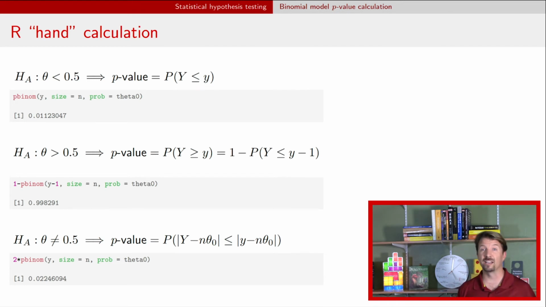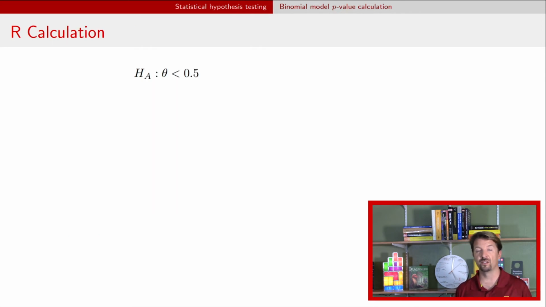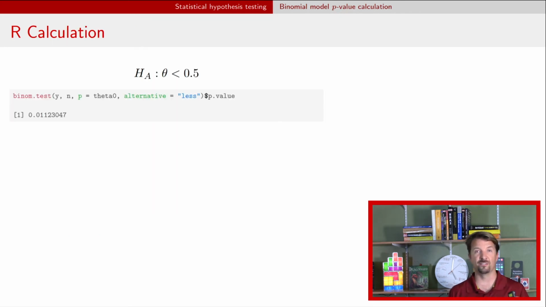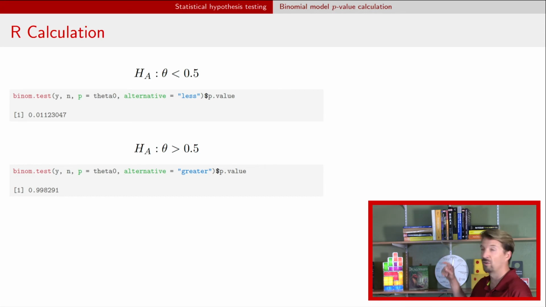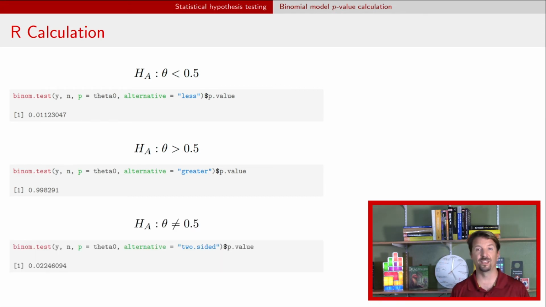Now, typically we're not going to do this by hand, but instead we're going to do it using R's built-in functions. But I just wanted to show you that the results are going to match. So here's R's function. The function is binom.test. You plug in y, you plug in n, you say what the alternative is, and what the value for theta naught is. And there you go. So now we're just looking at the p-value, and we can see that throughout, as long as we get that alternative correct, we get exactly the results that we had on the previous slide.